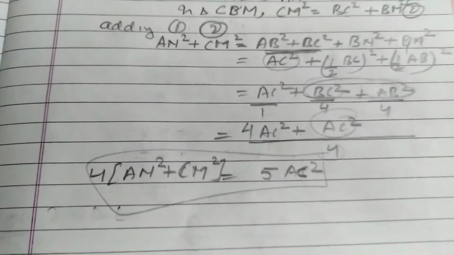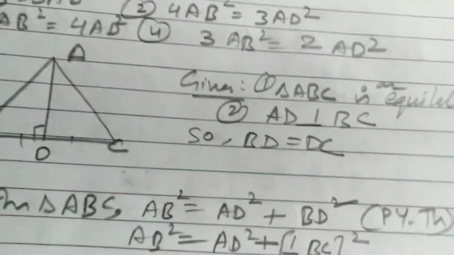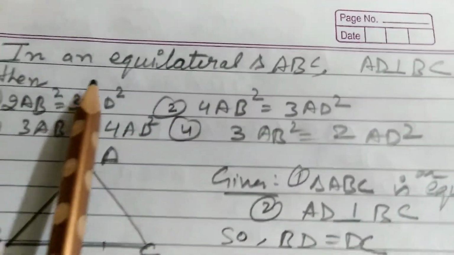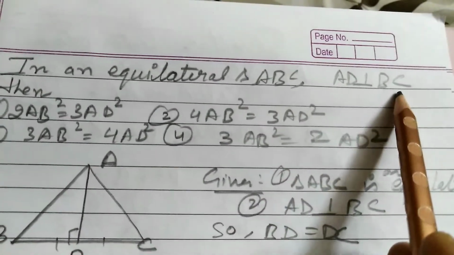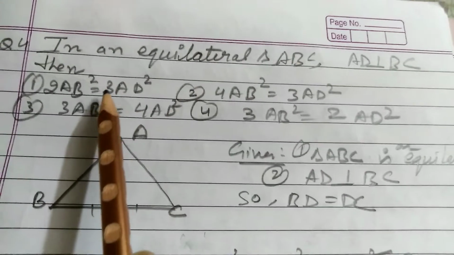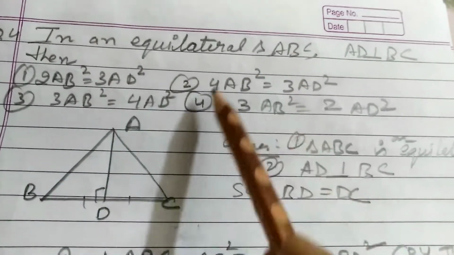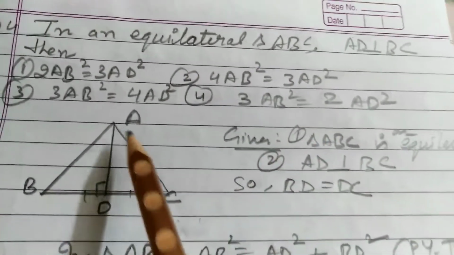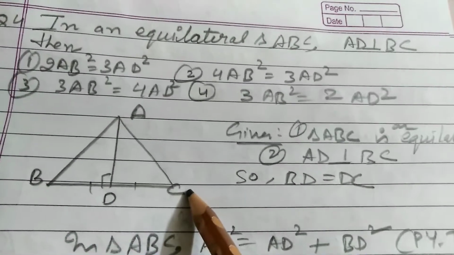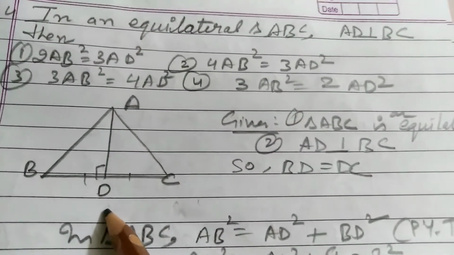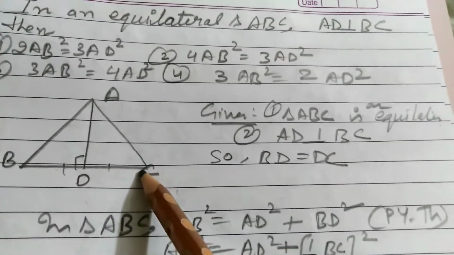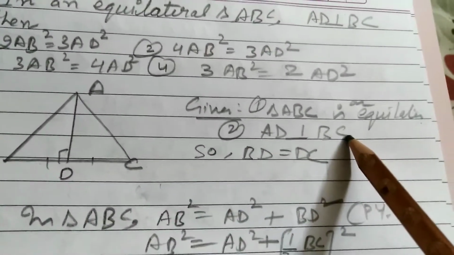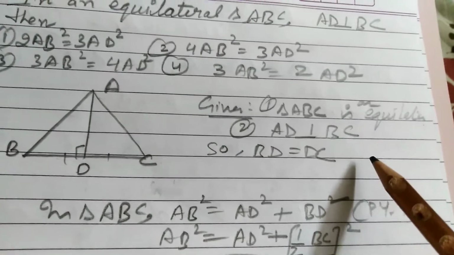Understood? Now one more question. It is again a very important question. In an equilateral triangle ABC, AD is perpendicular to BC. Then we need to prove which of them is correct. ABC is an equilateral triangle, AD is perpendicular. Perpendicular means it will bisect the base. In an equilateral triangle, the perpendicular always bisects the base.